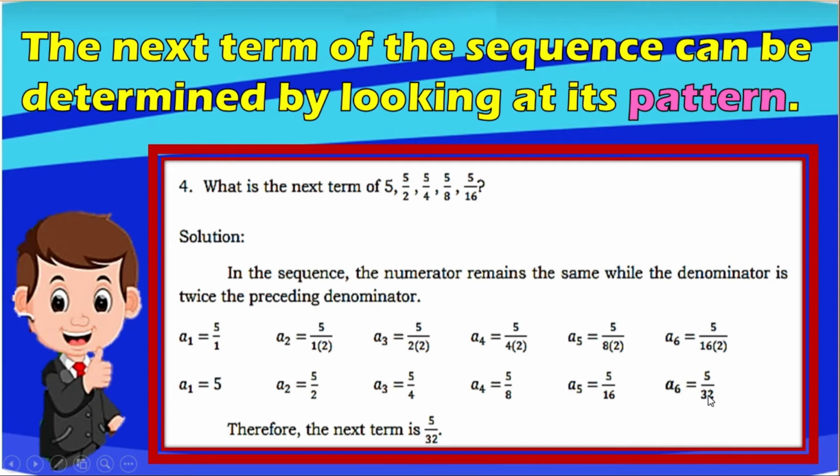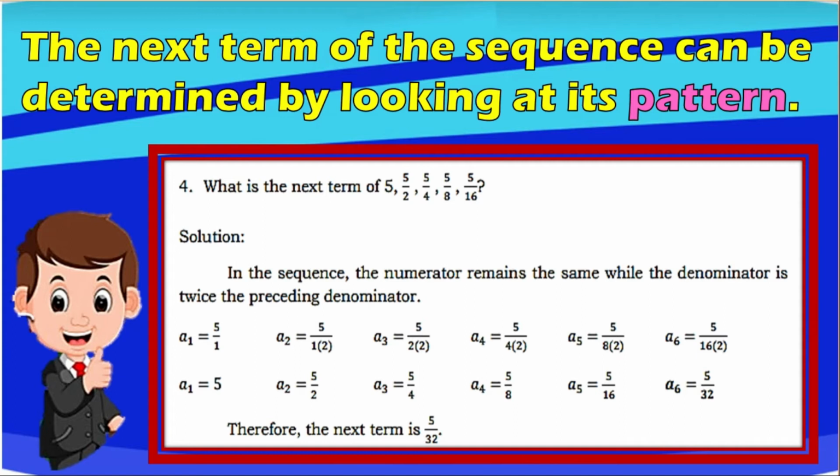Number 4, what is the next term? 5, 5 over 2, 5 over 4, 5 over 8, and 5 over 16. In the sequence, as you can see, the numerator remains the same while the denominator is twice the preceding denominator. A sub 1, our first term, is 5. Take note that 5 can be expressed as a fraction having a denominator of 1. So a sub 1 can also be expressed as 5 over 1.